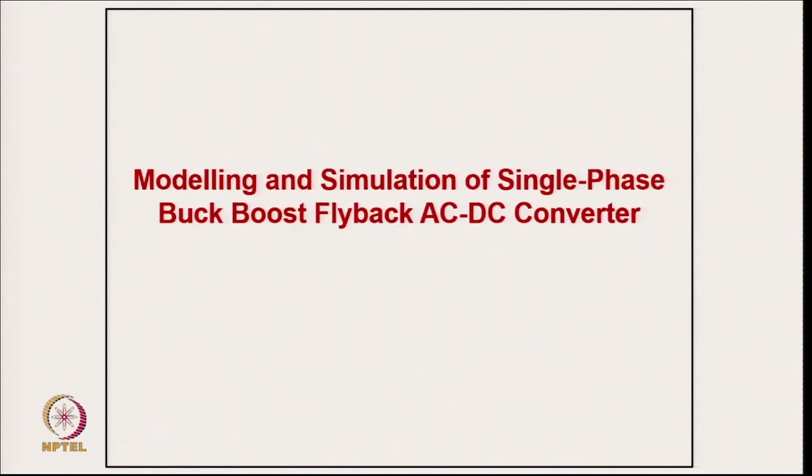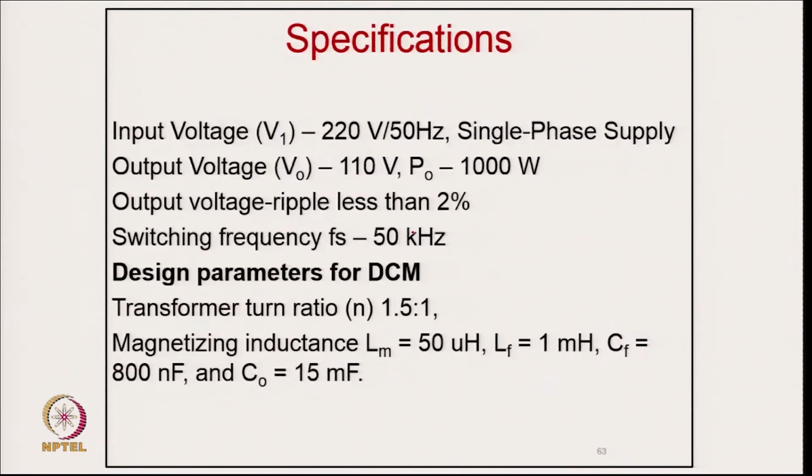So, now coming to modeling and simulation for all these buck boost converters. First coming to the flyback converter. So, let us say a design example where we have 220 volt 50 hertz, and we want 110 volt with an output power of 1000 watt, output ripple 2% and switching frequency 50 kilohertz.